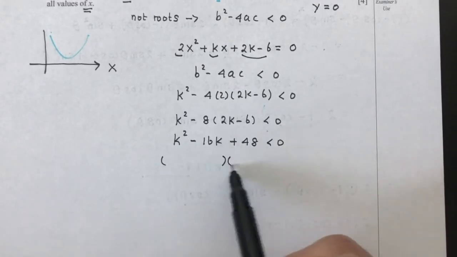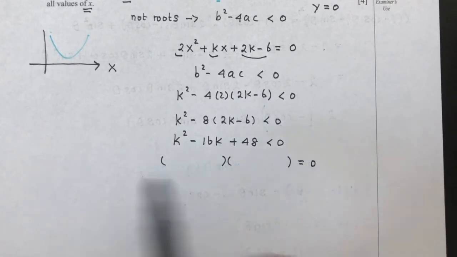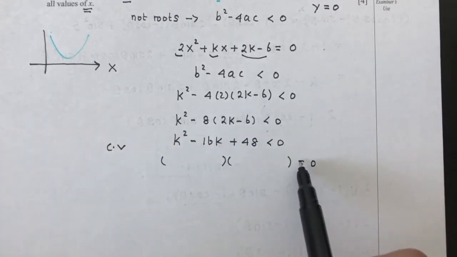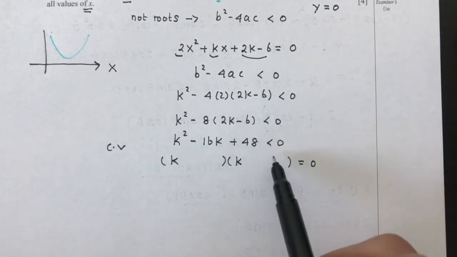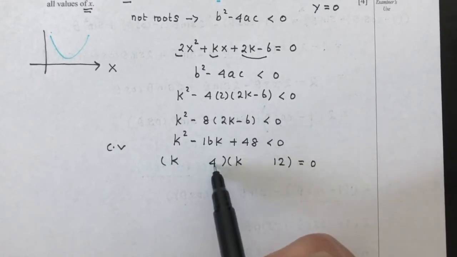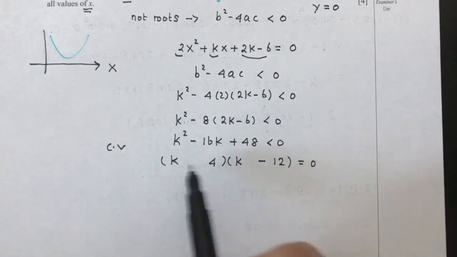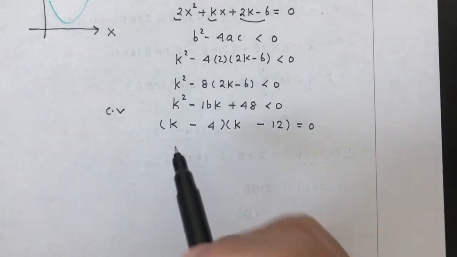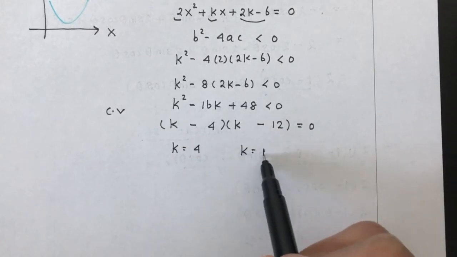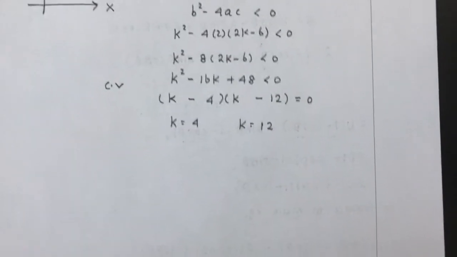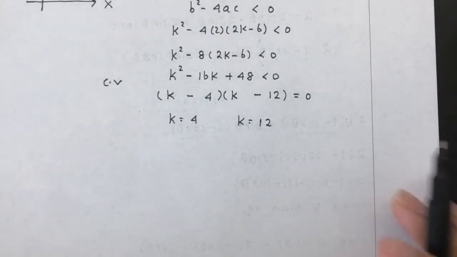So factorize. We have to find the critical values here by placing equal to 0. That will be k, and 48 is 12 times 4. To get minus 16, we have to have minus 12 and minus 4. So your critical values will be k equal to 4 or k equal to 12. Now this is not your answer. We have to use your graph to find the answer.